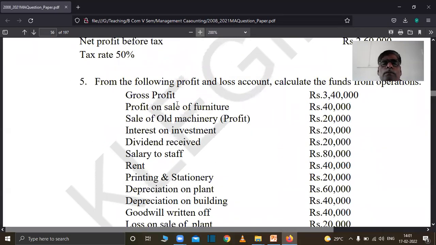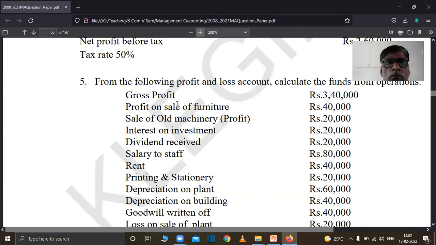From the following profit and loss account, calculate fund from operation. They asked to calculate fund from operation. Gross profit is given to you. You may calculate on the basis of gross profit. In the gross profit, you deduct the operating expenses related to the business paid in the form of cash, and you take the operating incomes.